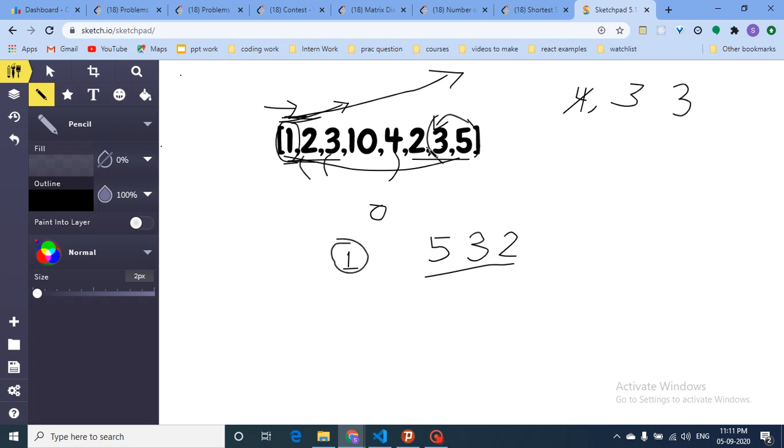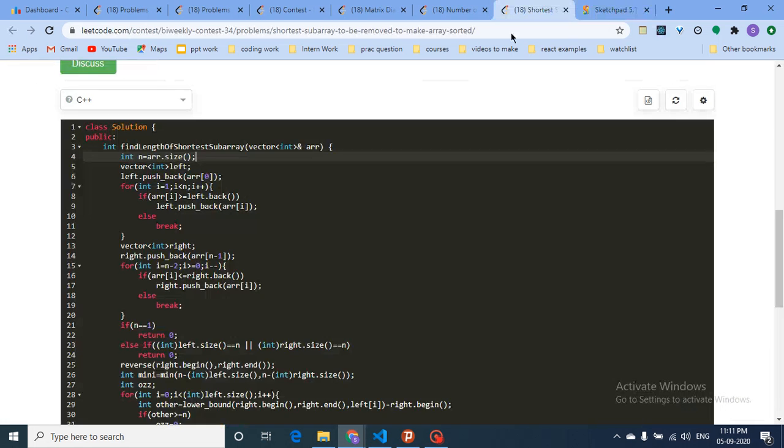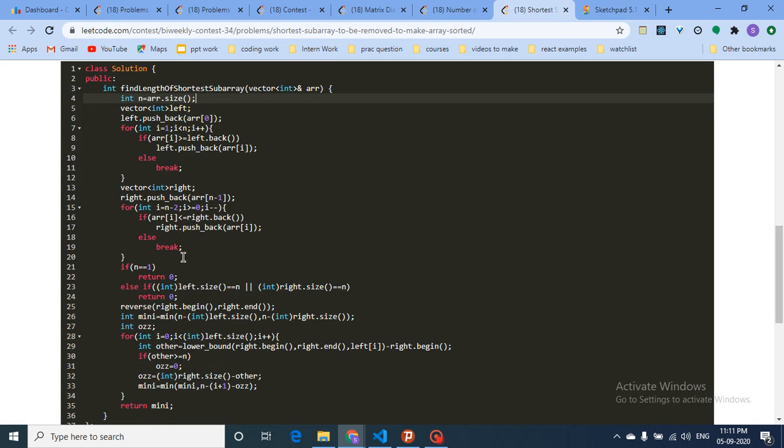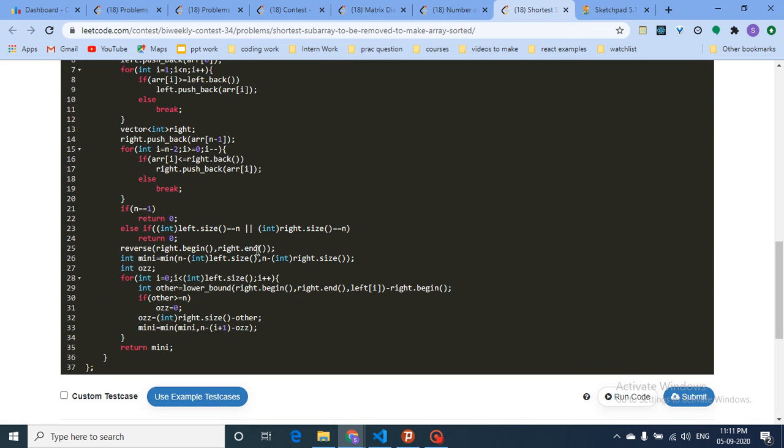This is not the suffix. So the suffix is 2, 3, 5. But if I push them in a vector, it will be formed like this. So I actually also have to reverse this. After forming this right vector, I will have to reverse it.